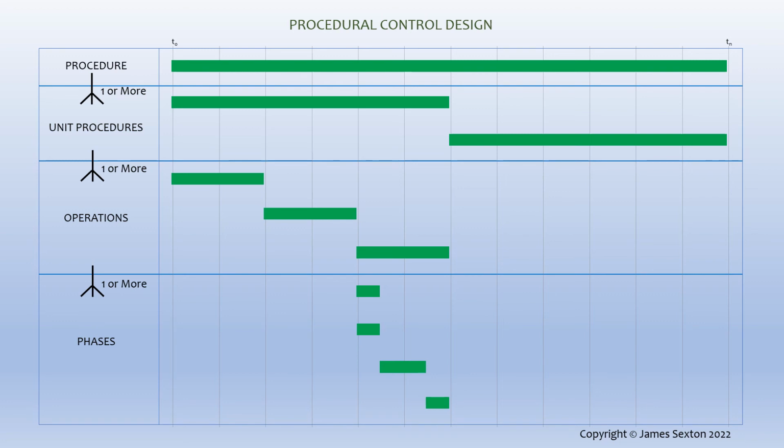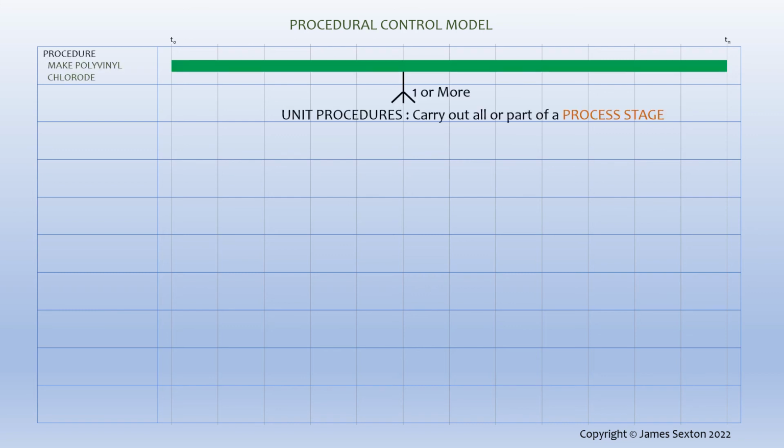We can illustrate the close relationship of the procedural control design to the process design by examining the example of procedural control given in ISA-88 to make polyvinyl chloride. The relationship between the process design and the procedural control design is often, but not always, one-to-one. But in the example given in ISA-88 to make polyvinyl chloride, it almost is. The procedure is made up of unit procedures, one for each of the process stages.